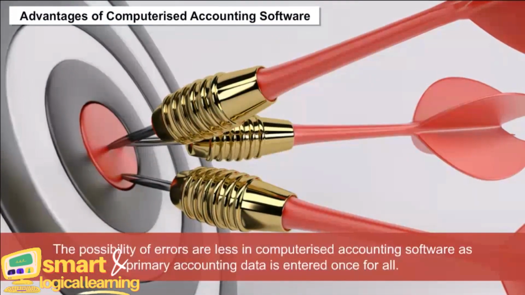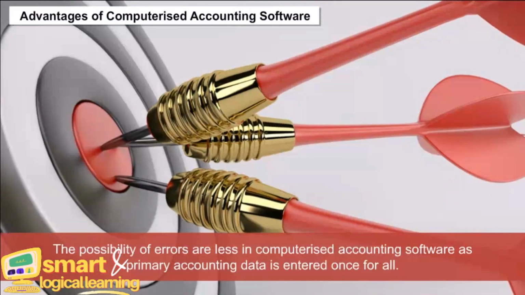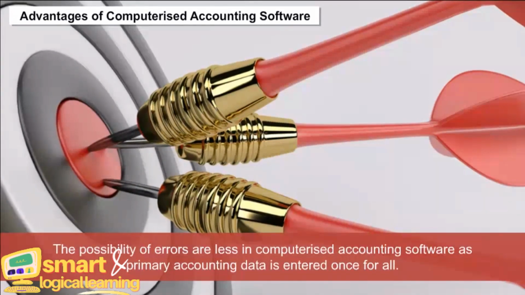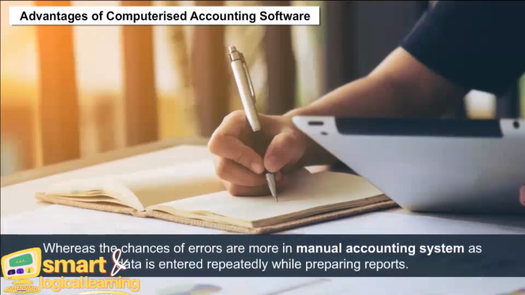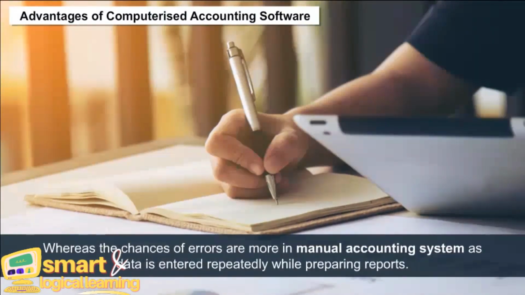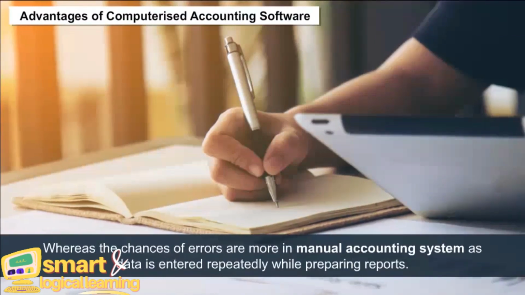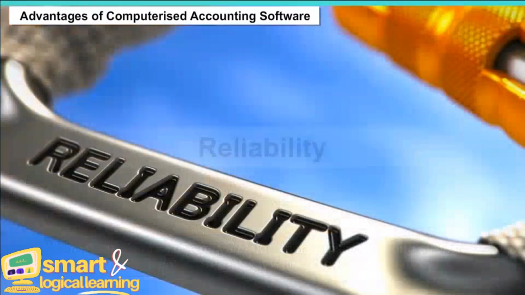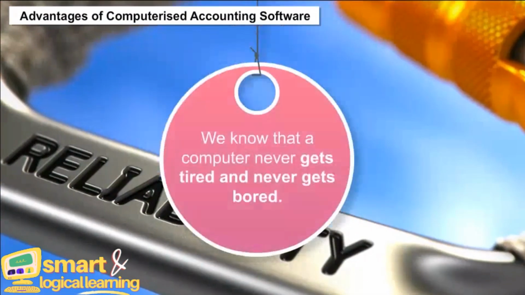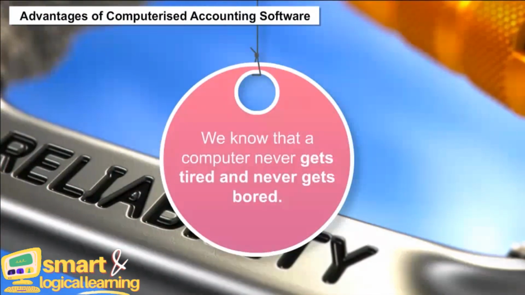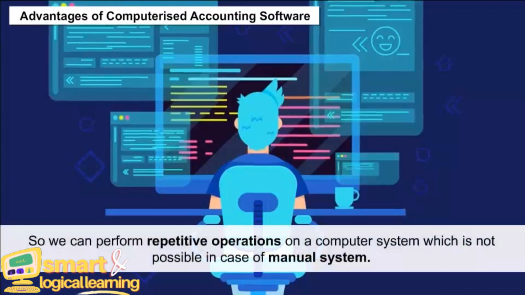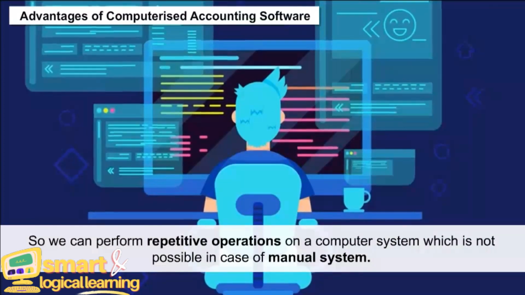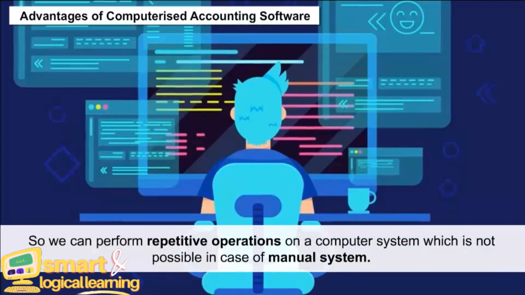Accuracy. The possibility of errors is less in computerized accounting software, as primary accounting data is entered once for all, whereas the chances of errors are more in manual accounting system as data is entered repeatedly while preparing reports. Reliability. We know that a computer never gets tired and never gets bored. So, we can perform repetitive operations on a computer system, which is not possible in case of manual system.